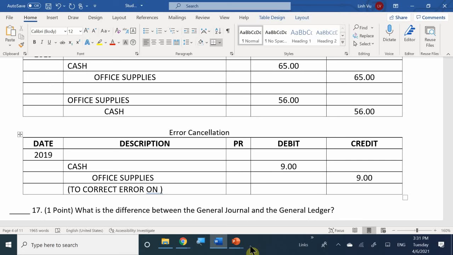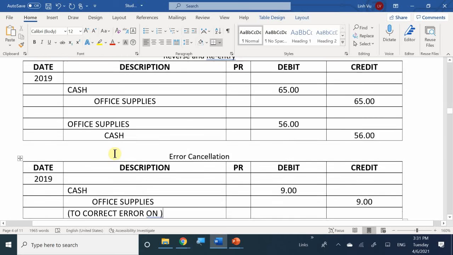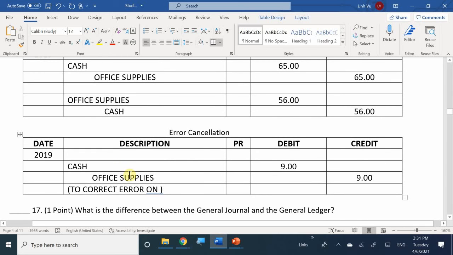Because in this case, I originally journalized too much money. I'm only supposed to be spending $56. But in my journal, I said that I spent $9 extra. And on top of that, my office supplies has too much in it, right? In my original journal, I journalized it as 65, when in reality, I only have 56. So what I did was debit back my cash because I did not spend those extra $9. I have to credit my office supplies to reflect that I don't have 65 anymore. I have $9 less in my account.